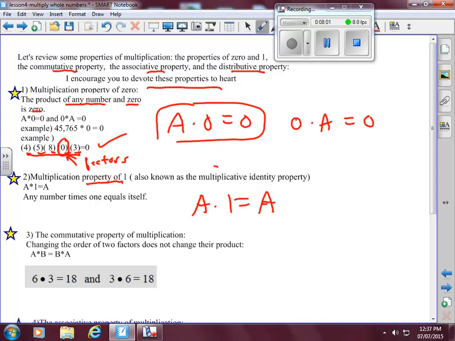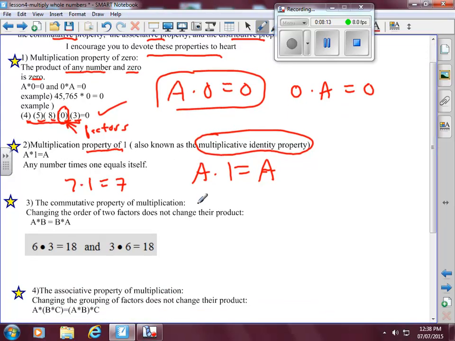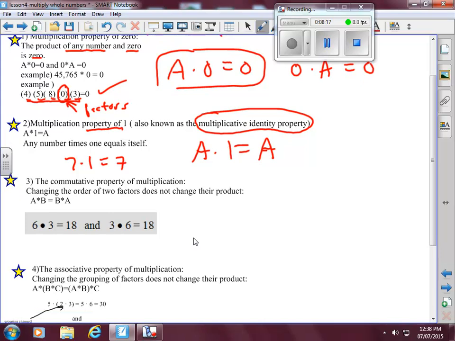Devote multiplication property of 1, that anything times 1 is itself. That's sometimes called the multiplicative identity property, fancier name for it. So 7 times 1 is 7. That's something we've known since we were little, and we're just calling it something, the identity property, or the multiplication property of 1. Now how about the commutative property?